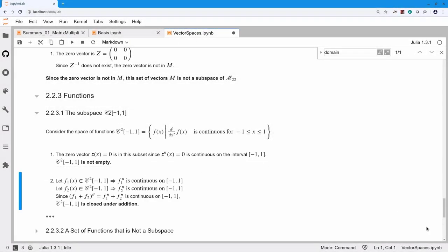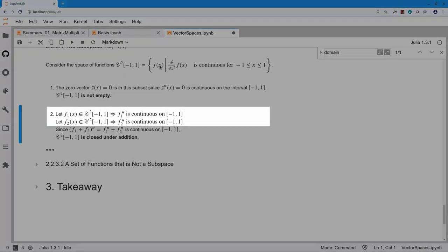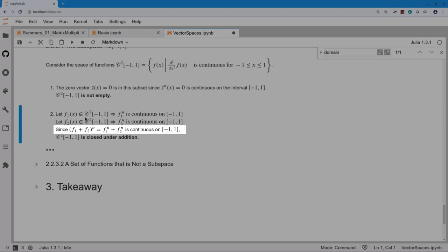For the second condition, you have to pull two arbitrary vectors inside my set. So I have to pull out a first function f1 that's in the set, and therefore its second derivative must be continuous. So f1 has a second derivative that is continuous on our interval. Similarly for f2, it has a second derivative that's continuous. And the question is, what happens to f1 plus f2? Let's compute its second derivative, since that's the membership constraint.